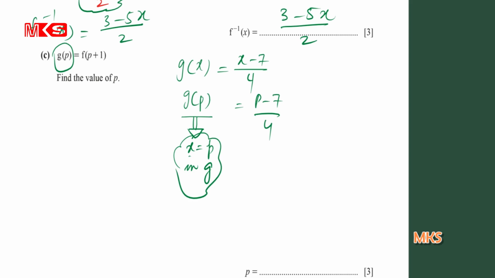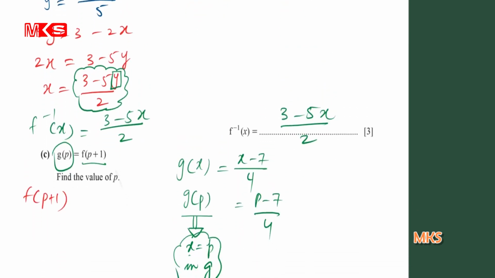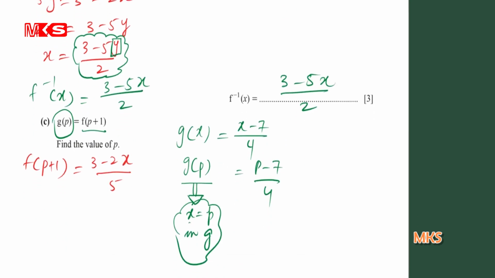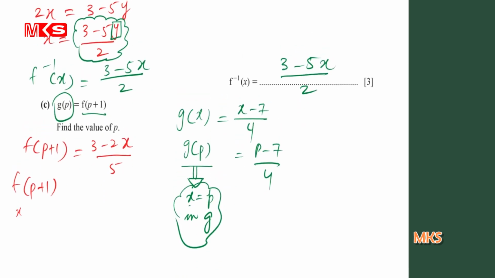तो वो कह रहा है कि that is equal to f of p plus 1. तो f क्या हमारे पास, f है 3 minus 2x over 5. तो ये हमारे पास f of p plus 1 क्या है, इसका मतलब क्या है कि x is equal to p plus 1 in f करना है हमने.